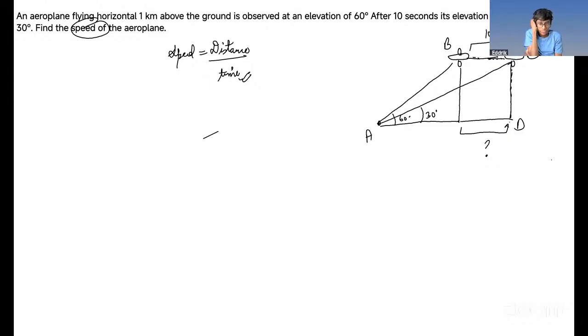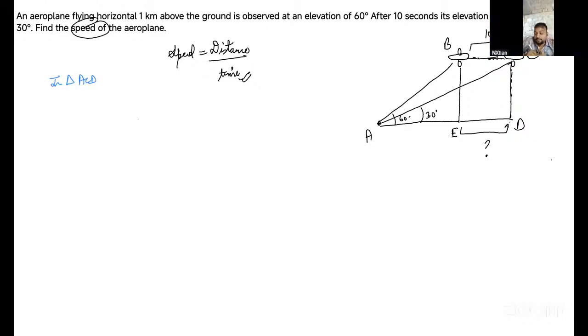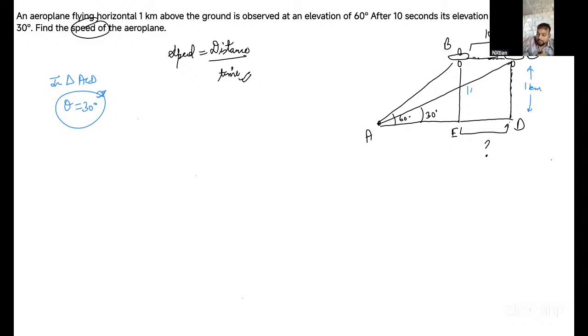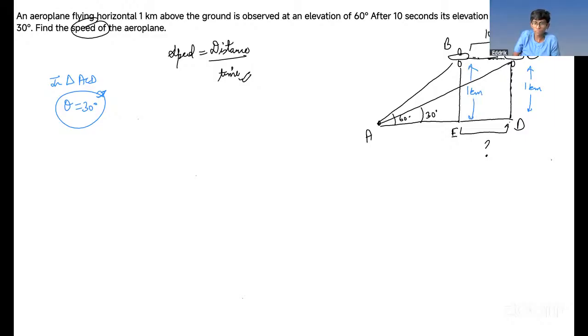Okay, so first we need to find this one. In triangle ACD, the theta is 30 degrees. Then perpendicular is 1000 meter. Yes, good, because it's given as 1 kilometer. So 1 kilometer is basically 1000 meter. Good. And we need to find the base.